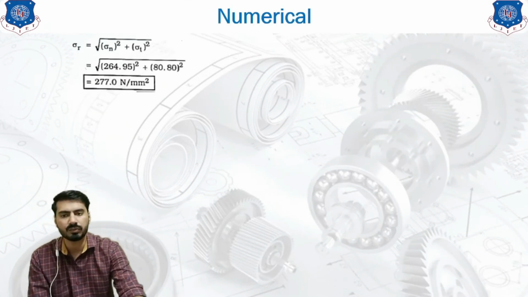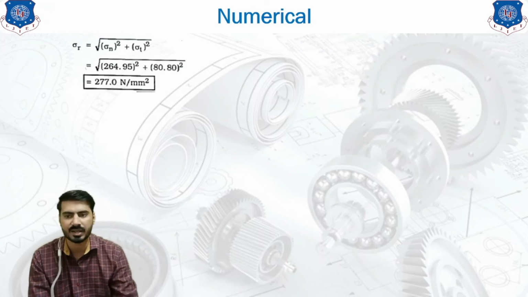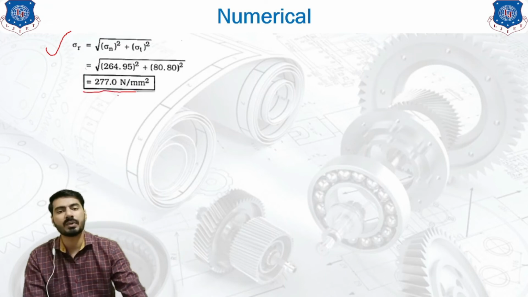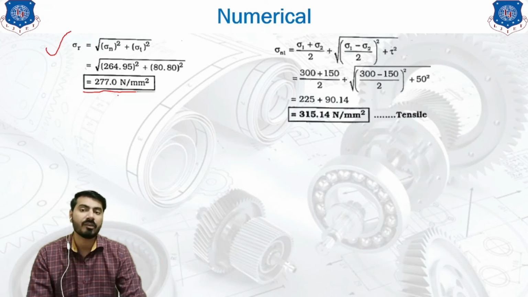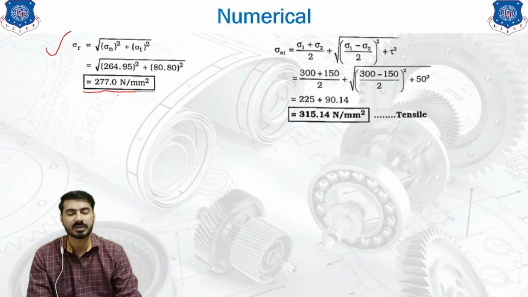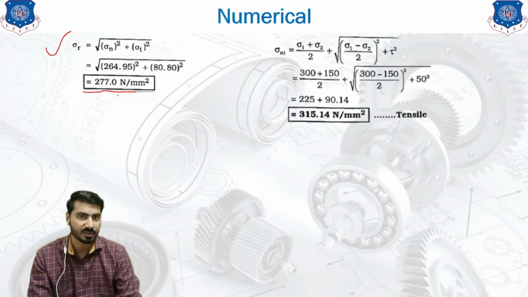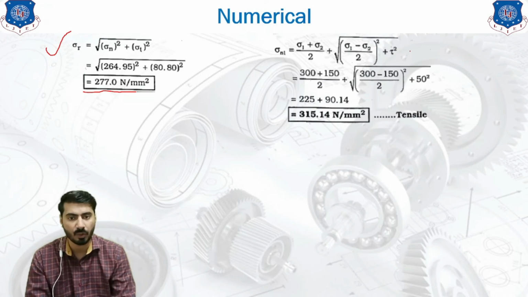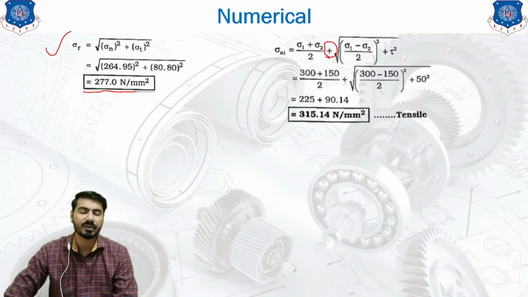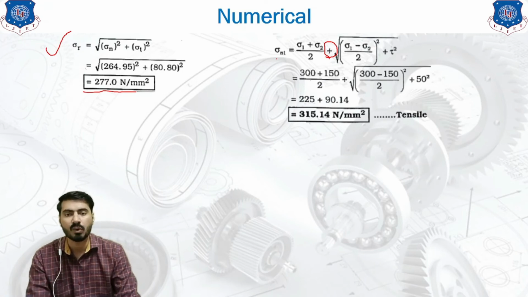Now we will move forward to find the resultant stress. The resultant stress can be calculated using this formula. In this equation, if you put all the values, you will get the answer of 277 Newton per mm square. Now they have asked us to find the principal stresses. We know that there are two basic principal stresses. The first one is the major and the second one is the minor. There is only one difference between these two stresses, this sign. First we will consider the positive sign and then the negative sign in order to find both the principal stresses.